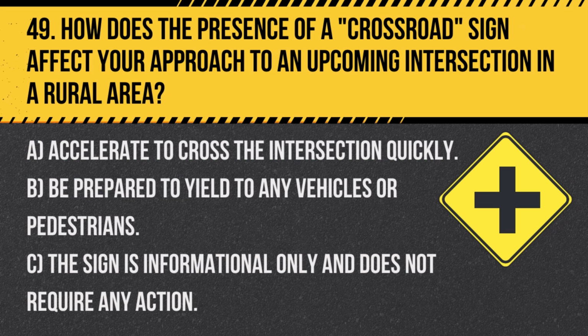Question 49. How does the presence of a crossroad sign affect your approach to an upcoming intersection in a rural area? A. Accelerate to cross the intersection quickly. B. Be prepared to yield to any vehicles or pedestrians. C. The sign is informational only and does not require any action. Answer. B. Be prepared to yield to any vehicles or pedestrians. Crossroads can be unexpected in rural areas, requiring drivers to be ready to stop or yield.